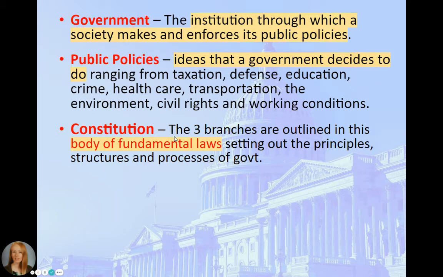Constitution. A constitution is described as the 3 branches that are outlined in this body of fundamental laws, setting out the principles, structures, and processes of government.